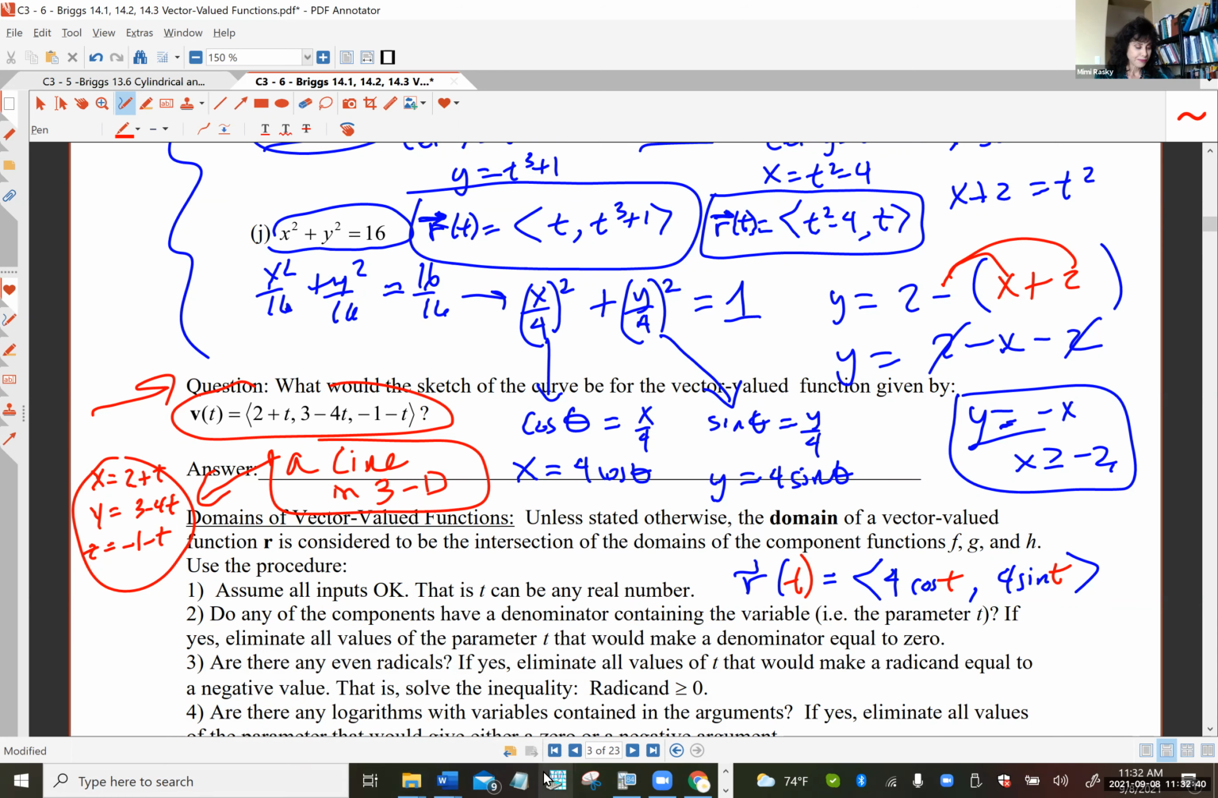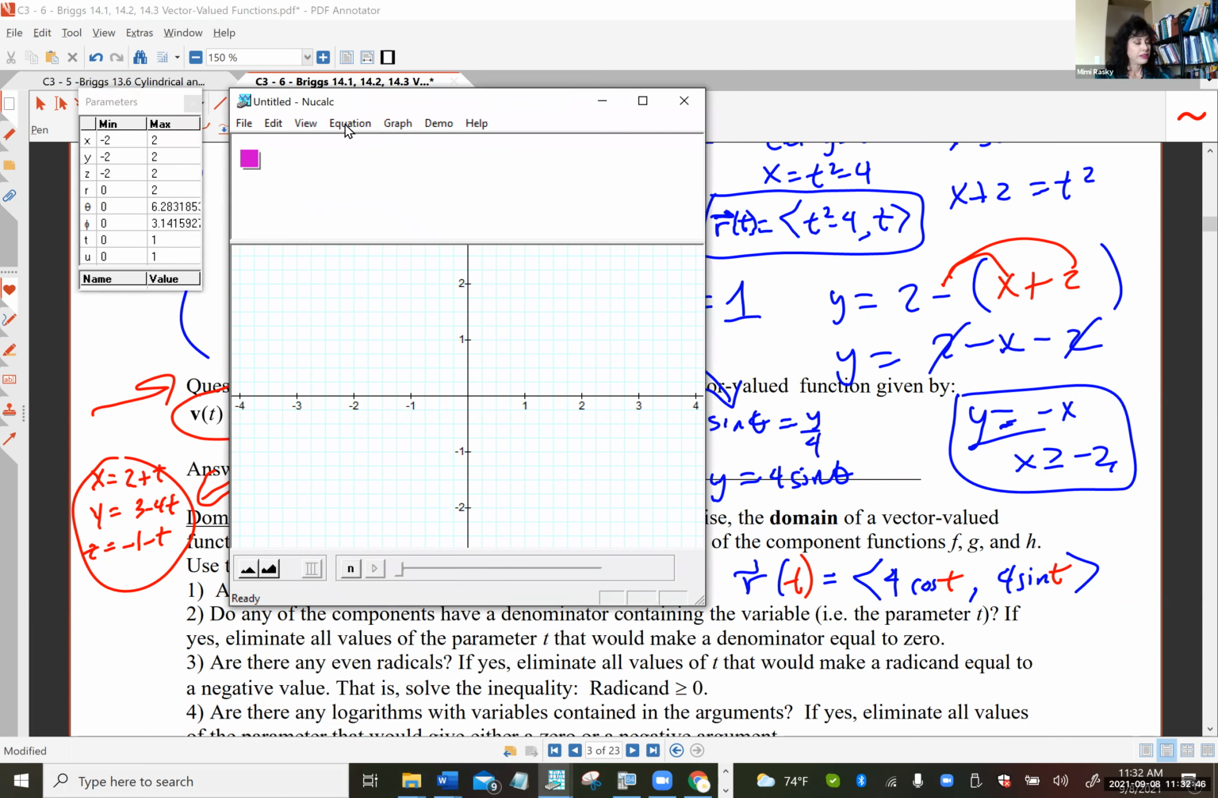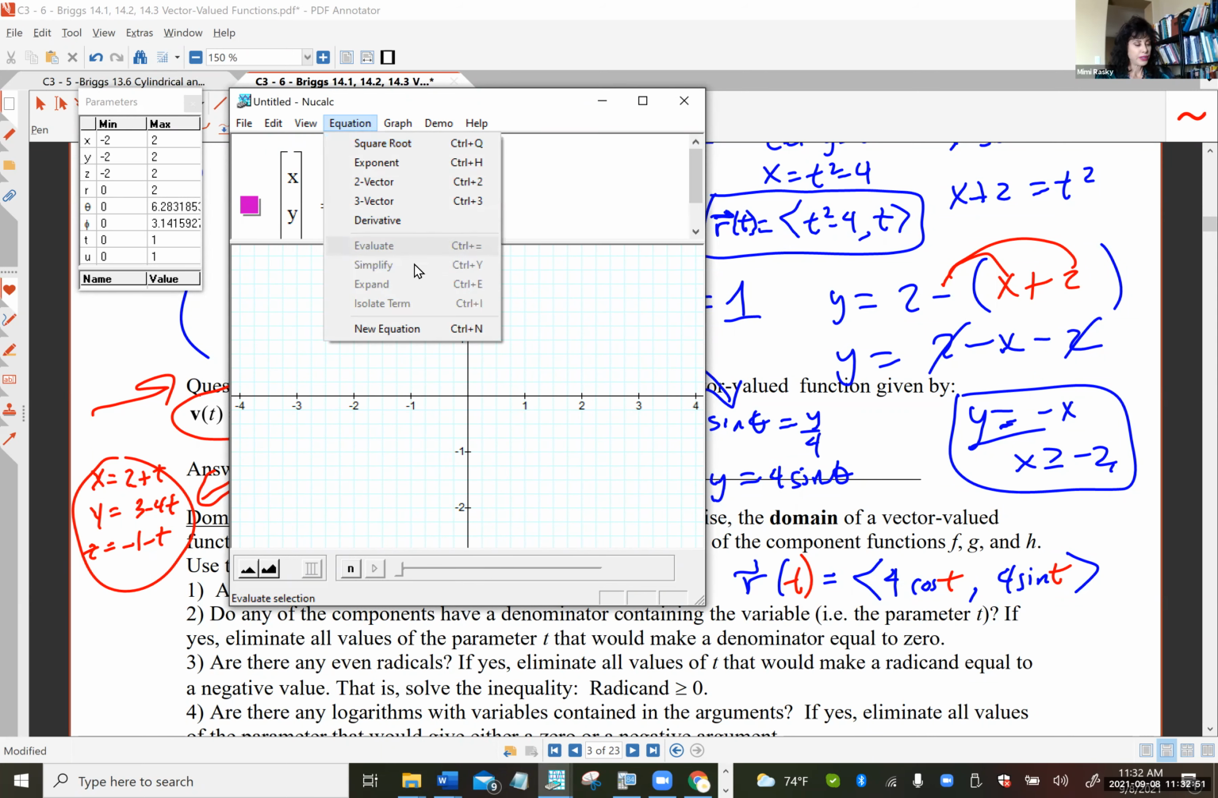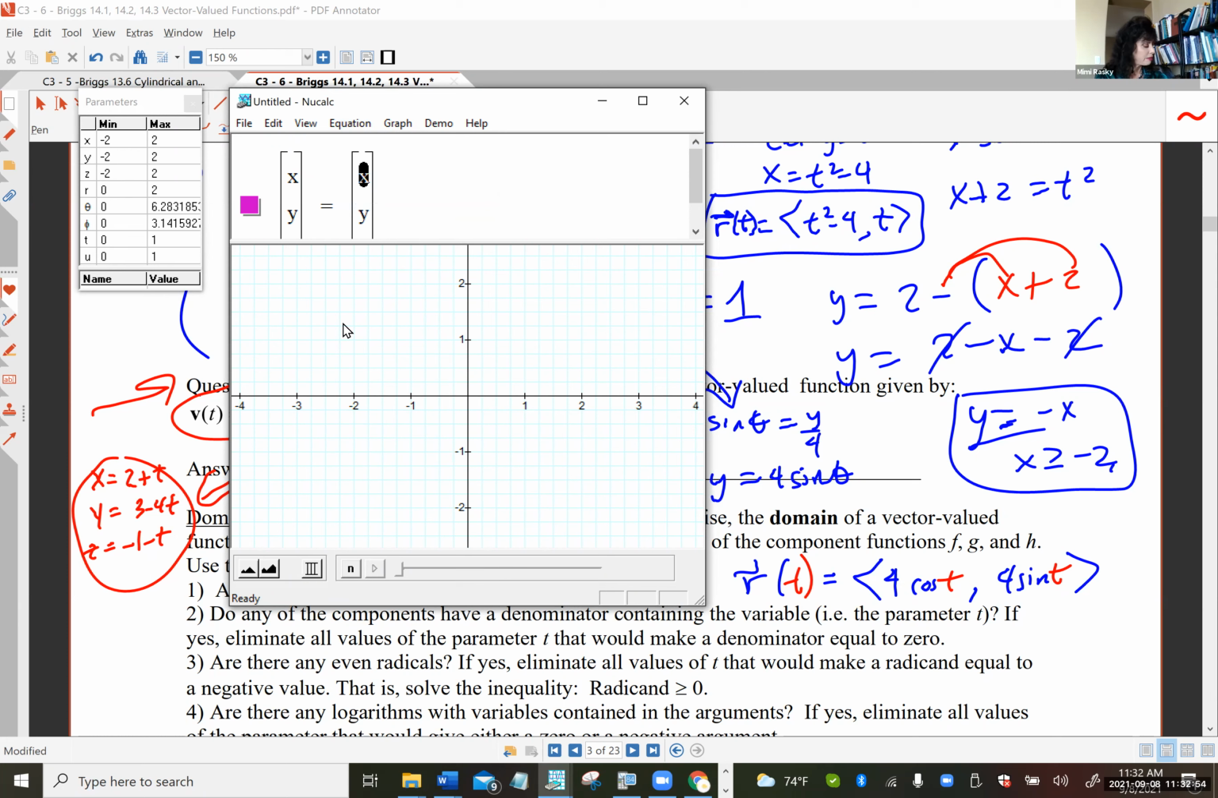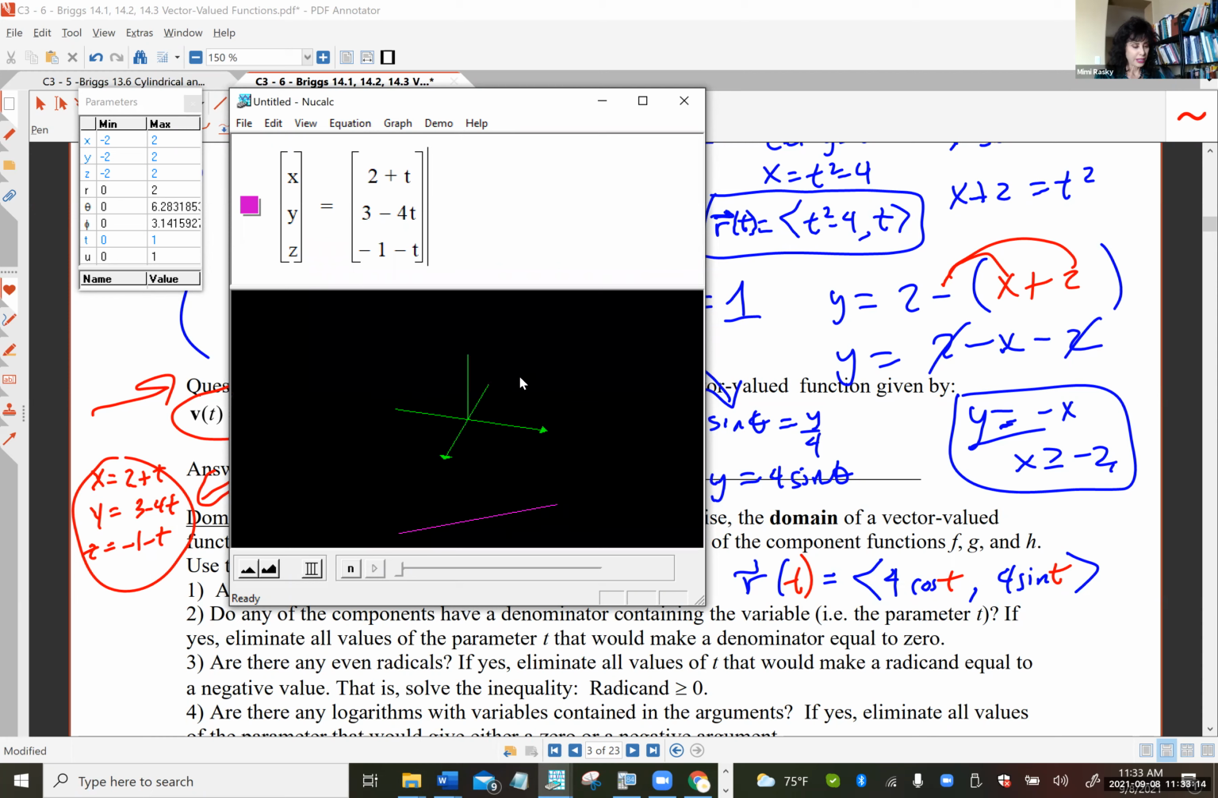But I have a type of software that I got many years ago, and what I like about it is it lets me graph curves easily, and I'm pretty familiar with it. So if I wanted to graph this vector valued function where the first component is 2 plus t, the second component is 3 minus 4t, and then down here would be -1 minus t, and then I hit it. I may only get a piece of it. It's a portion of a line in space. Oh, there it is, that purple thing there.